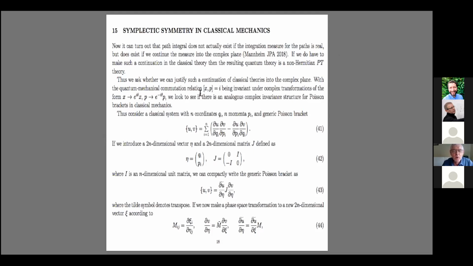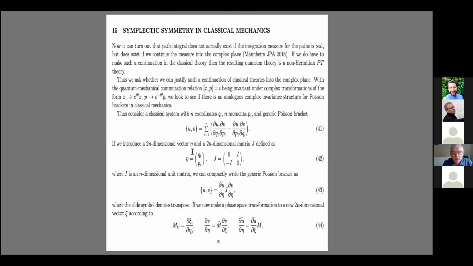Well, if we look at the quantum xp commutation relation, we let x go to e to the i theta x, p go to e to the minus i theta p, and the commutation relation is preserved. So is there an analogous complex invariance in classical theory for Poisson brackets? Let's consider a 2n-dimensional theory, n coordinates and n momenta, and a generic Poisson bracket.